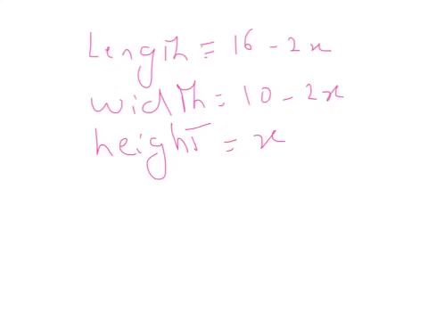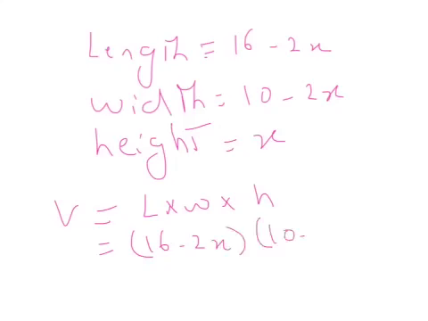equal to x. As we know, the volume of a rectangular prism is length times width times the height. Therefore, putting it all together, it would be 16 minus 2x multiplied by 10 minus 2x times x. So this is our expression for finding the volume. Now V is equal to x, 10 minus 2x, 16 minus 2x.